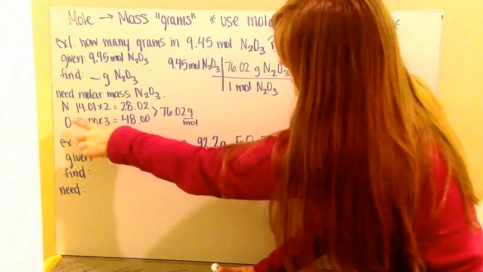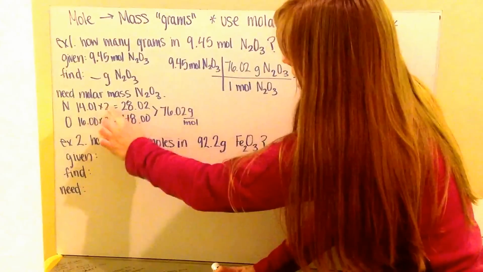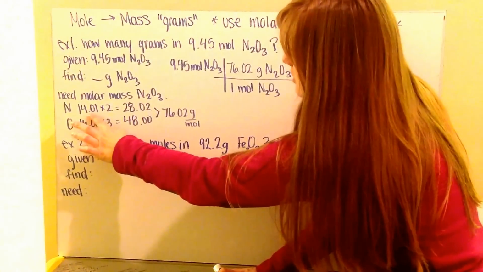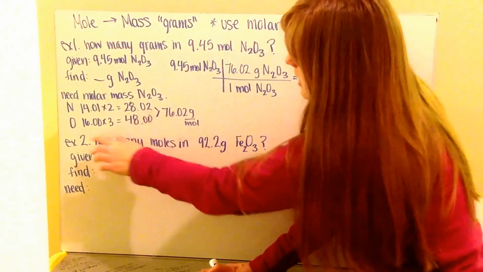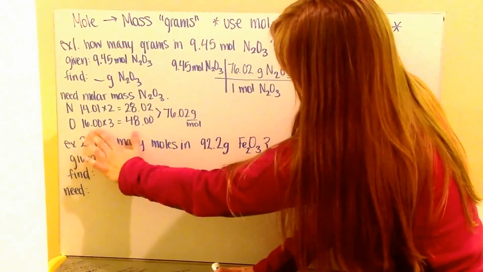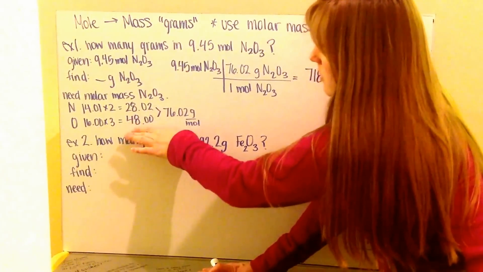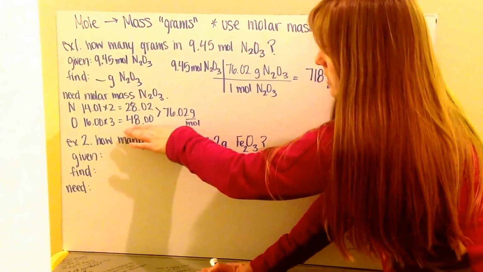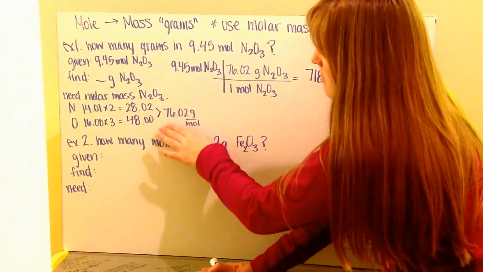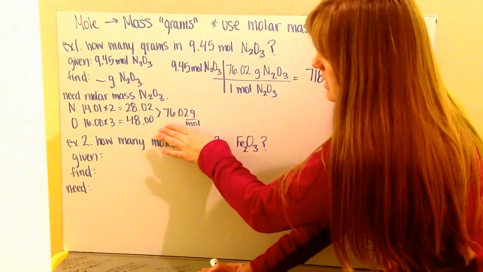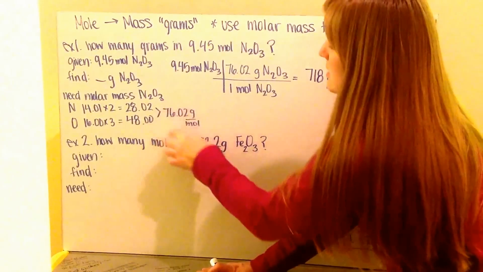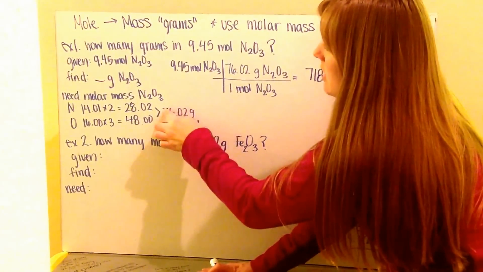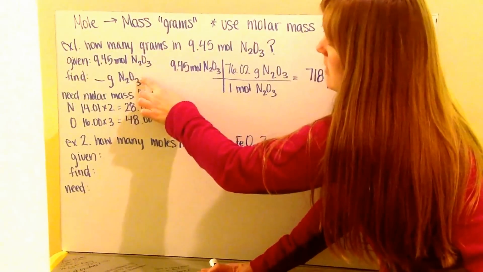My molar mass I find by using my nitrogen. I have 2 nitrogens with a mass of 14.01, gives me a contribution of 28.02. And I have 3 oxygens with a mass of 16 to give me a total mass of 48.00. Adding them together, I get a molar mass of dinitrogen trioxide of 76.02 grams per mole. This is my conversion factor I'm going to use to help me convert between moles and grams.